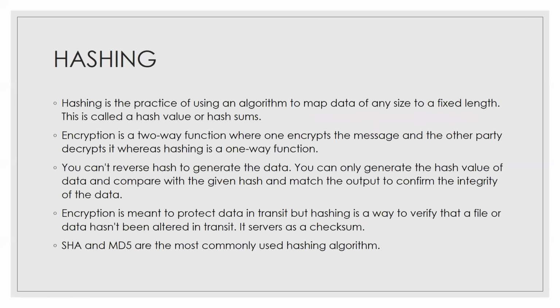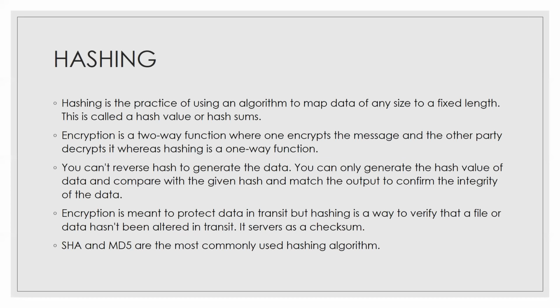Encryption is a two-way function where one party encrypts the message and the other party decrypts it using a public-private key or the shared key. Whereas hashing is a one-way function, so you cannot reverse a hash to generate the data. You can only generate the hash value of the data, compare it with the given hash, and match the output. If it matches, then you can confirm the integrity of the data is intact. And if not, then the data was altered or it's not the same data that you received.